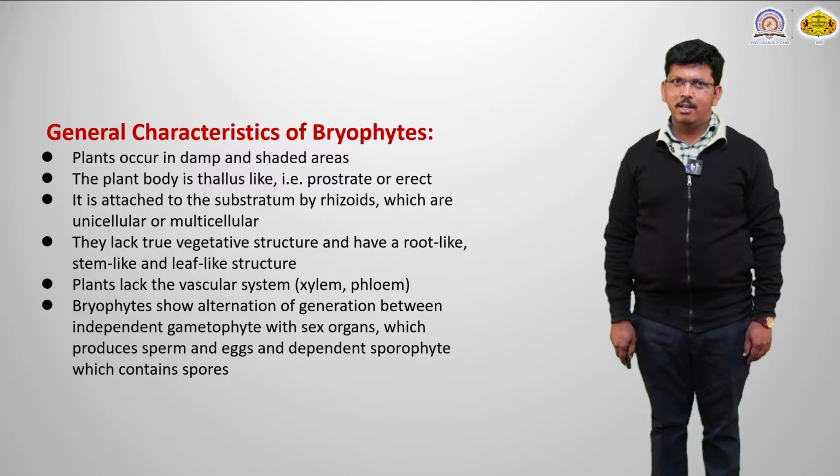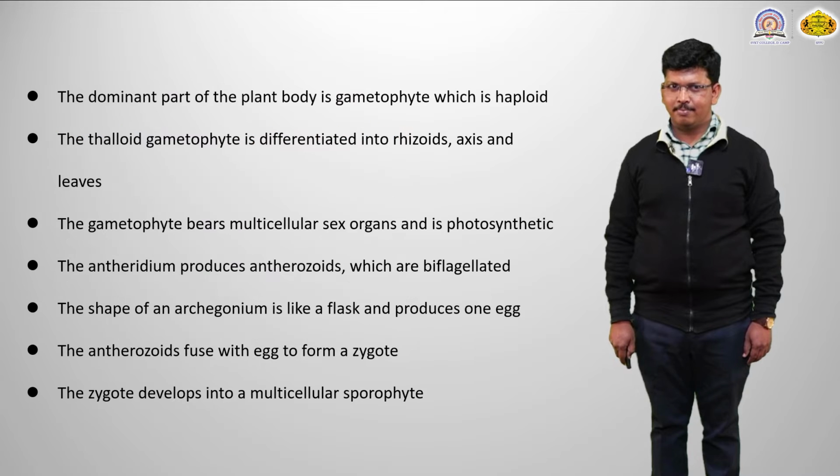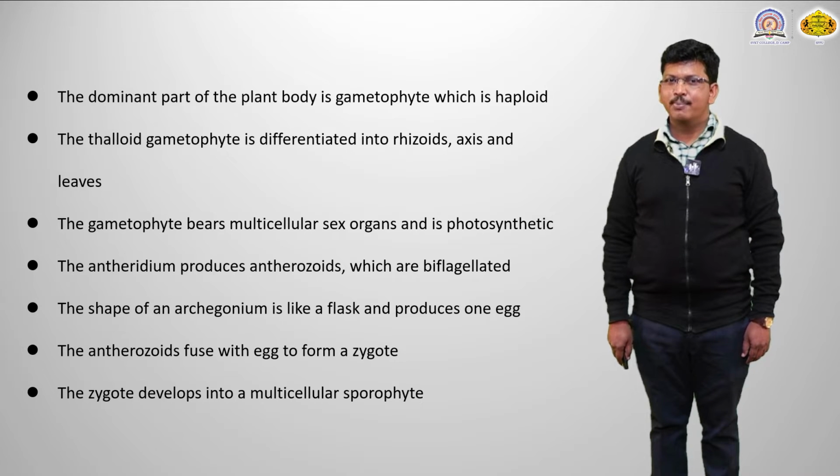In the alternation of generation, in the gametophyte there are two kinds of gametes, the male sex organ and the female sex organ, and in the sporophyte, spores are involved. So this is the alternation of generation. The next characteristic of the Bryophyta members is that the dominant part is the gametophyte. When you study alternation of generation, both gametophyte and sporophyte stages are present, but the gametophyte is the dominant stage as compared to the sporophyte. Okay. Then the thalloid gametophyte is differentiated into rhizoids, axis and leaves. So this is one of the characteristics.